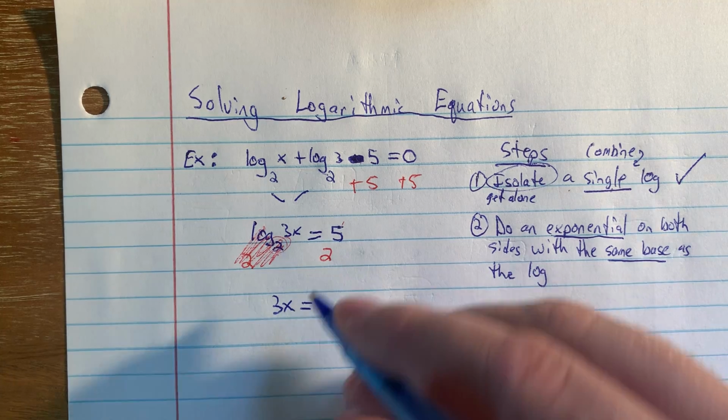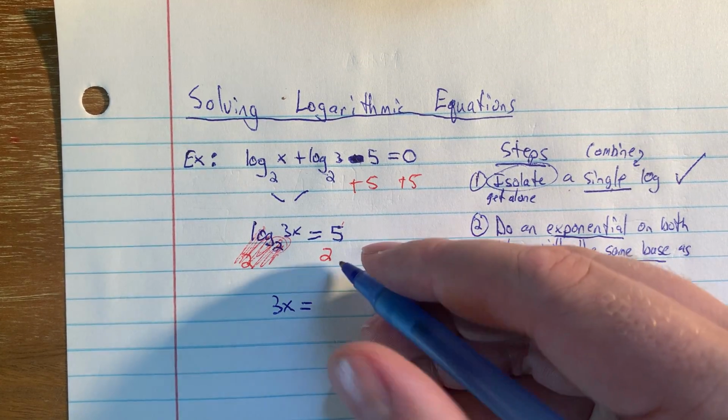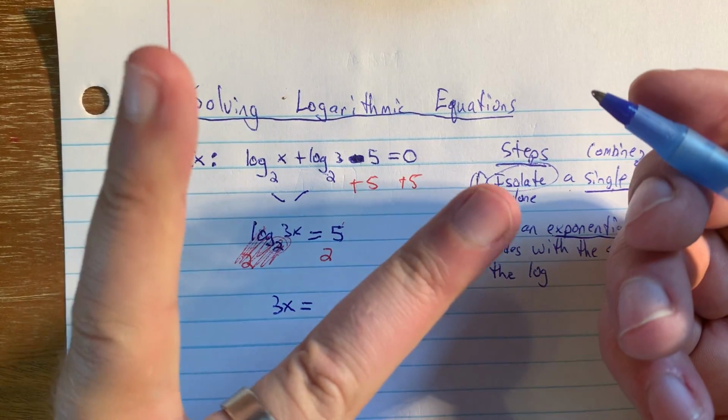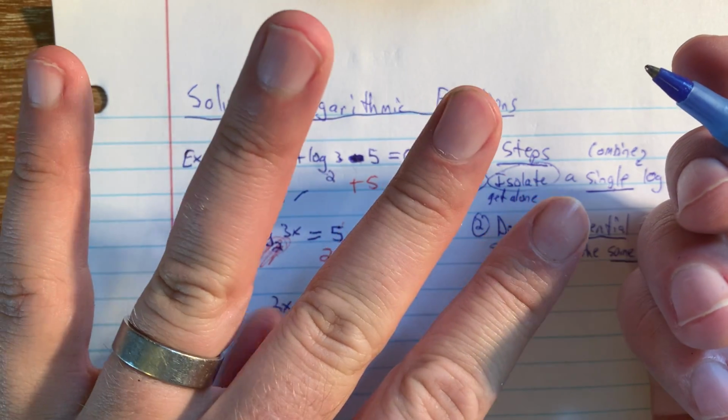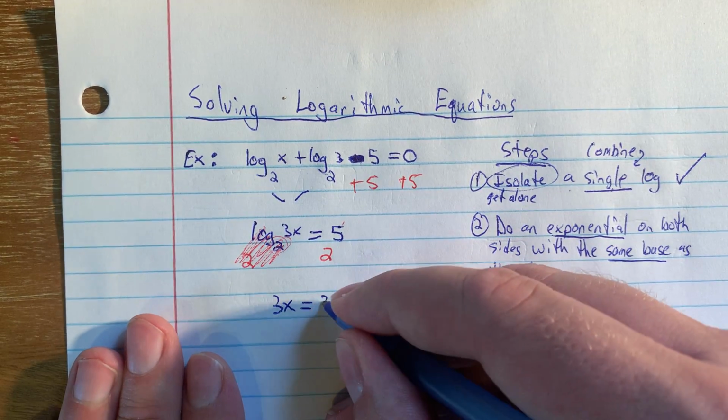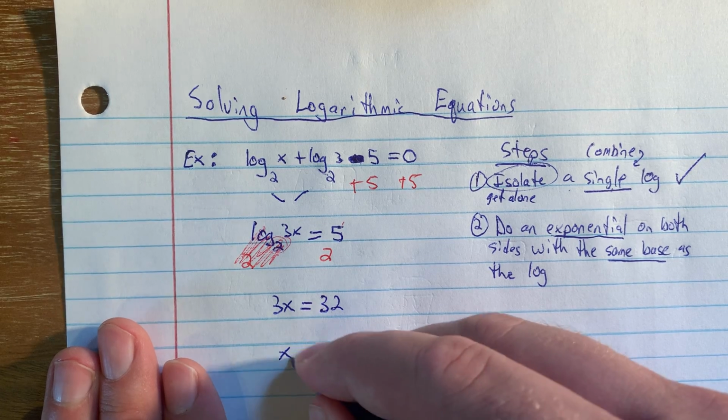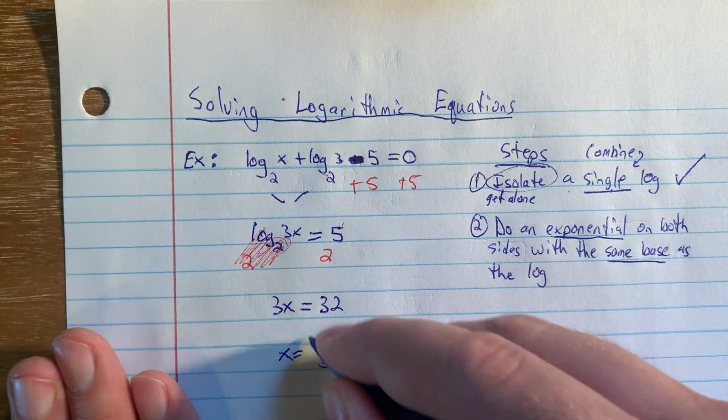2 to the 5th power is 2 times 2 times 2 times 2 times 2. We want to evaluate that, so 2 times 2 is 4, times 2 is 8, times 2 is 16, times 2 is 32. So 2 to the 5th power is 32, and now we can just solve. X is 32 divided by 3.